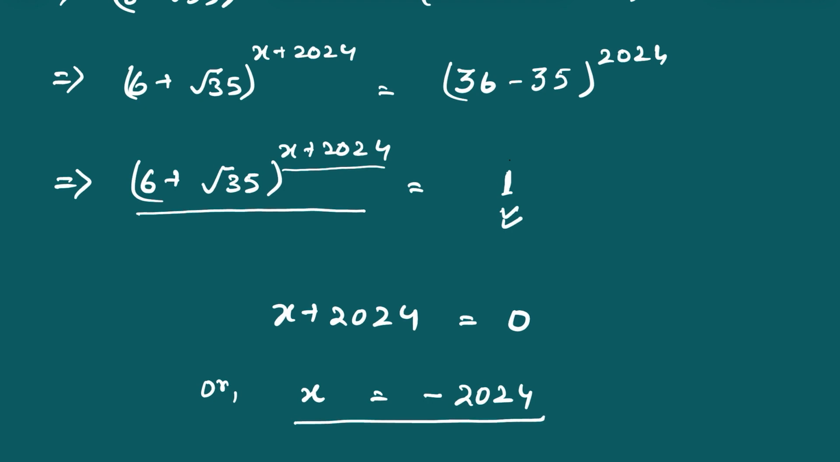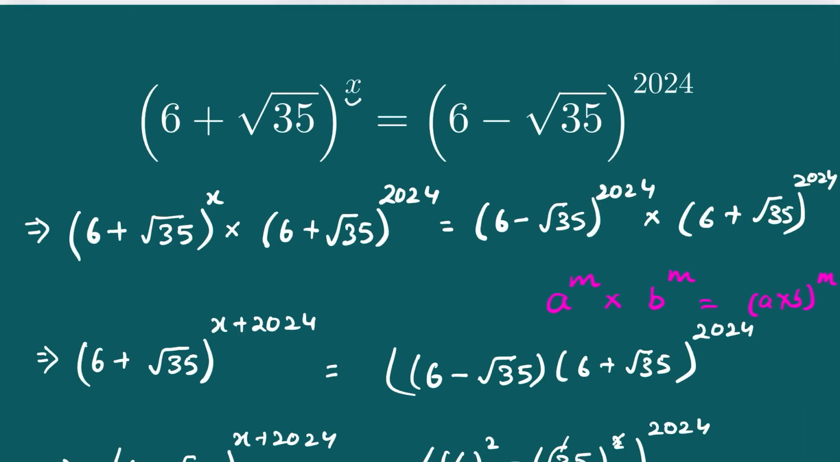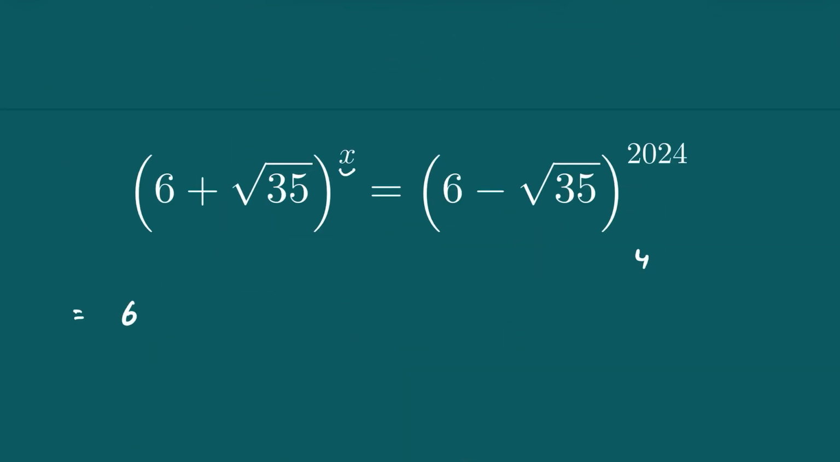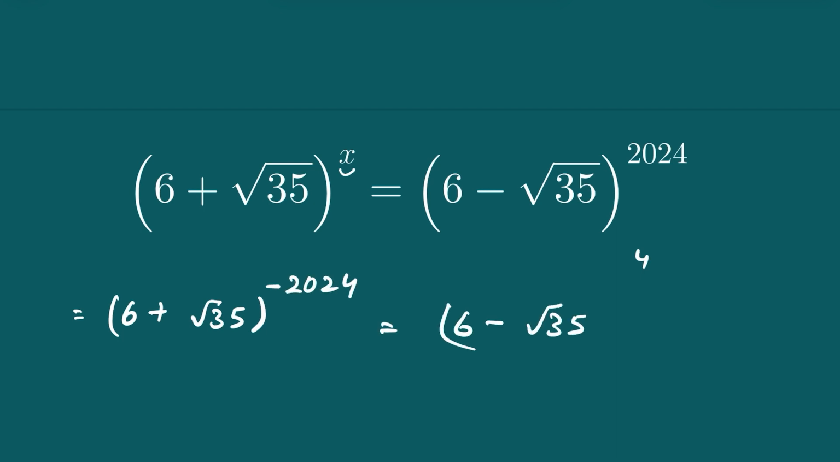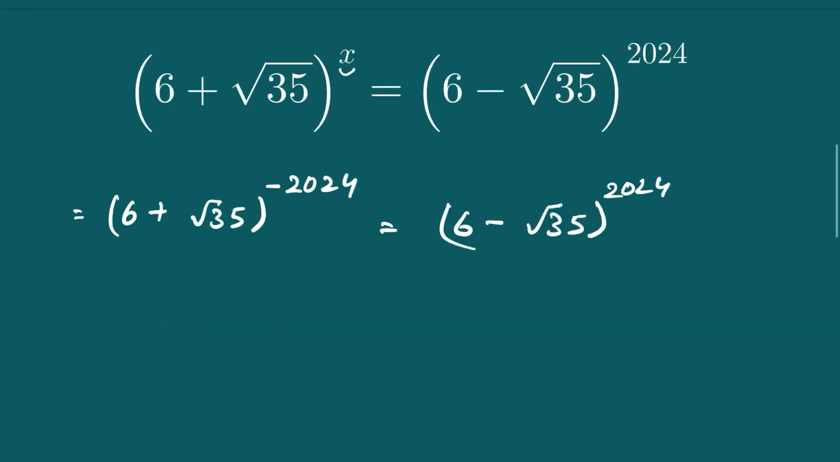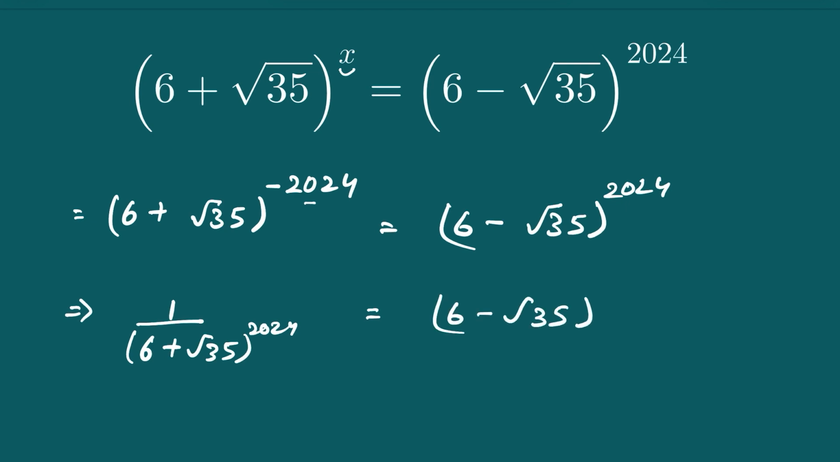So this is our answer. You can check this answer by putting the value of x here. So let's do that. (6 + √35)^(−2024) is equal to (6 − √35)^2024. When we have a negative exponent, that means this is 1 upon (6 + √35)^2024 is equal to (6 − √35)^2024.